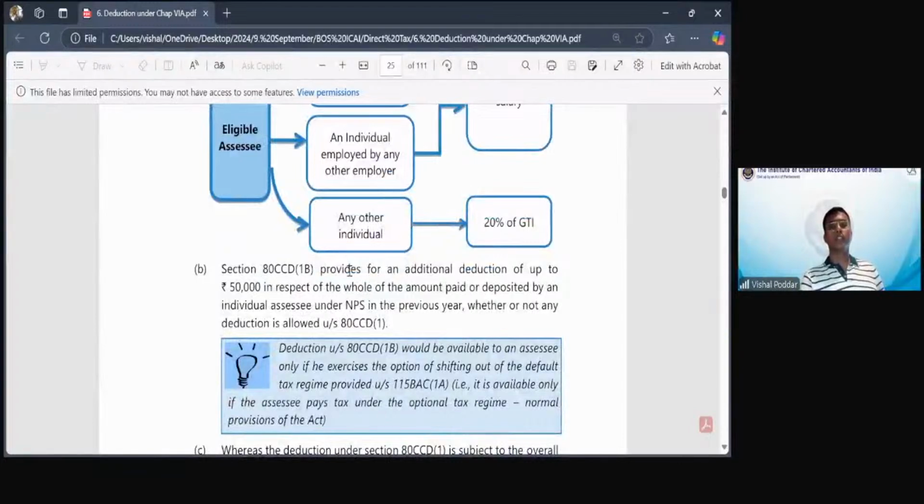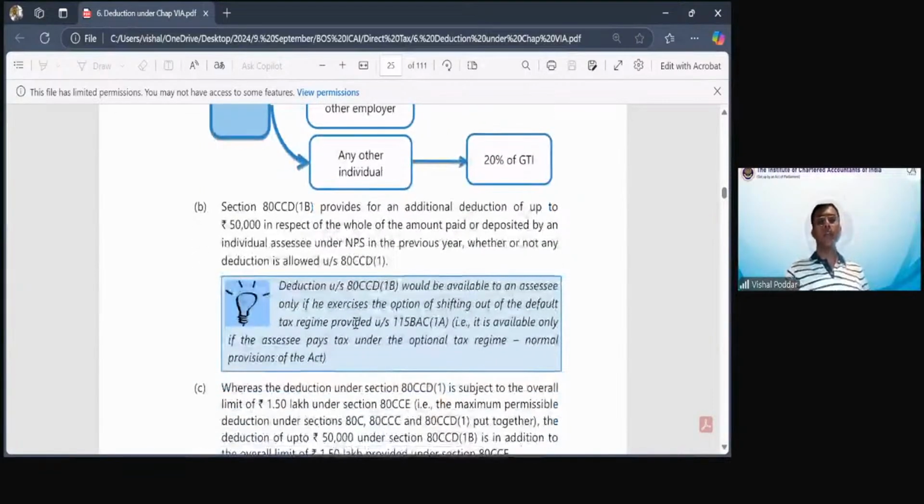Then you have an additional 50,000. It says 80CCD(1B) provides for an additional deduction of up to 50,000 in respect of the whole of the amount paid or deposited by the individual under this scheme. So again, for your own contribution, you get this additional limit of 50,000. So first you utilize the limit under 80CCD(1), which is up to 150, which is common. Thereafter, if there is any excess, you can come and get the deduction under 1B.